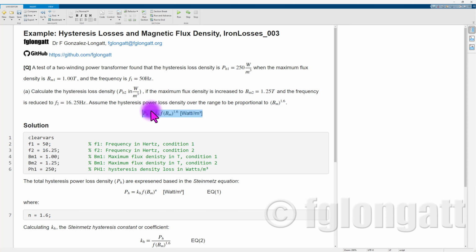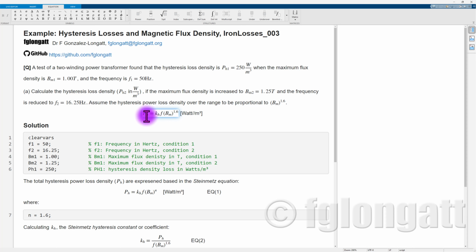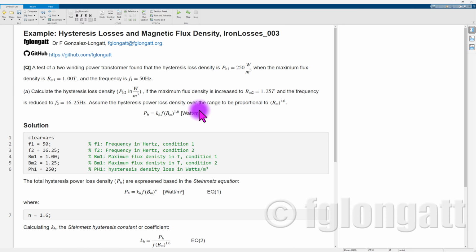In other words, we are talking about the hysteresis loss density. That is the reason that we are using h in lower case. And this is the Steinmetz equation for that. KH is basically the constant from the Steinmetz coefficient. F is the frequency. Bm is basically the maximum magnetic flux density in Tesla. And the unit of all of these is basically, for this equation, watts per cubic meter.